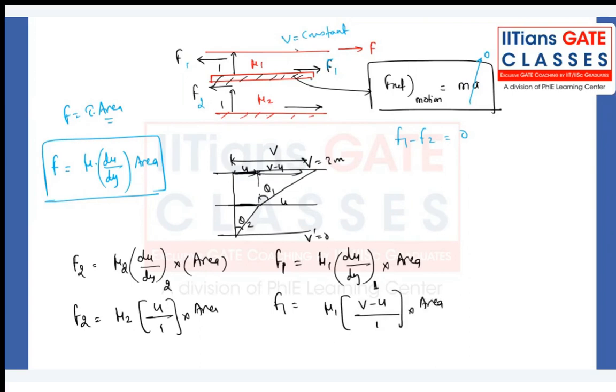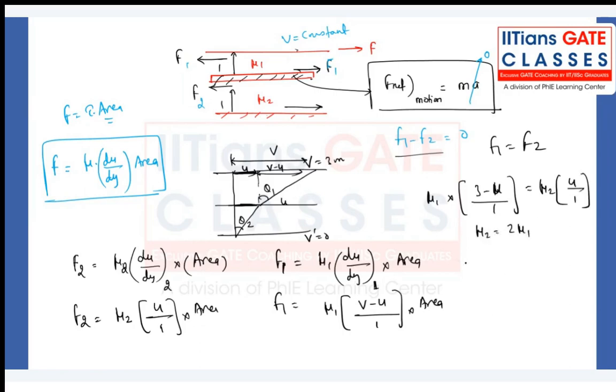Now try to equate F1 and F2. F1 is equal to F2. So what will you be getting, my dear friend? Mu1 into 3 minus U divided by 1 is equal to mu2 into U divided by 1. Mu2 is what? They have given 2 times mu1. So what can we write? 3 minus U is 2 times U. So what are we getting? U is 1 meter per second.